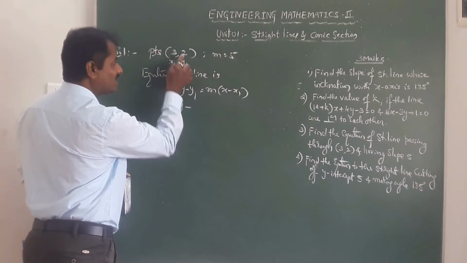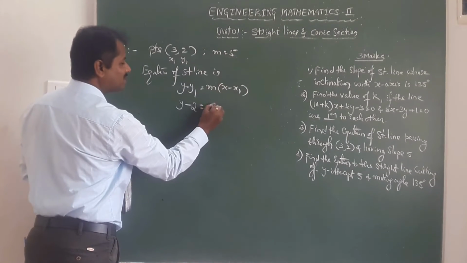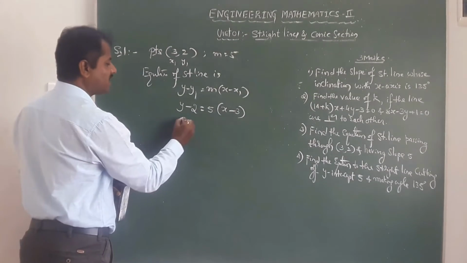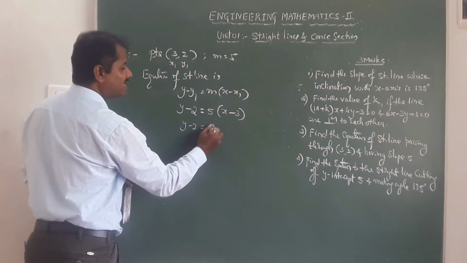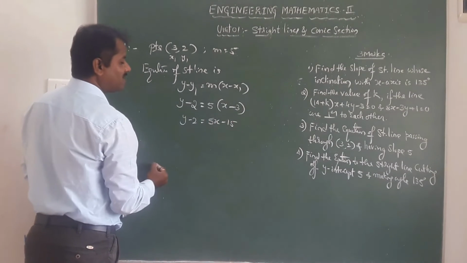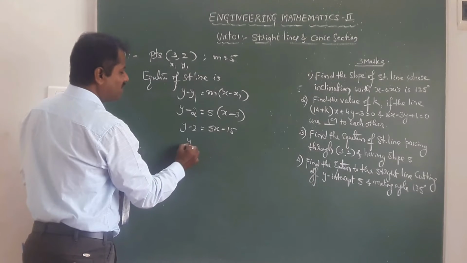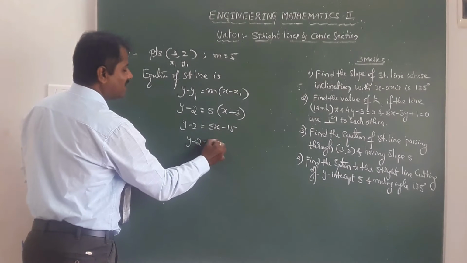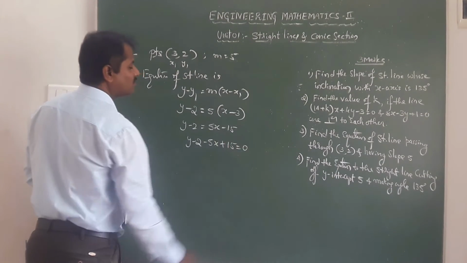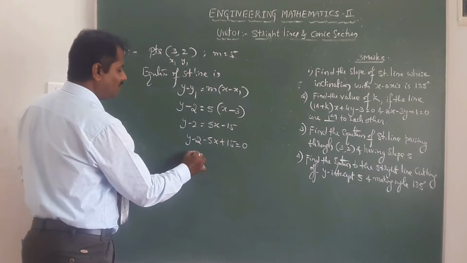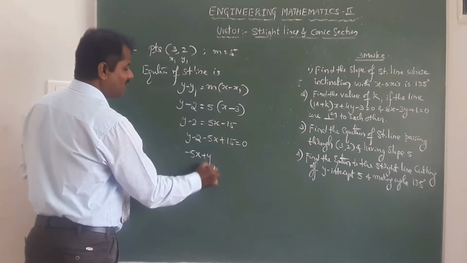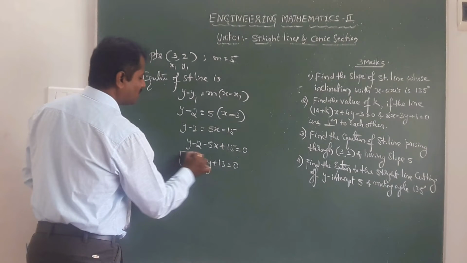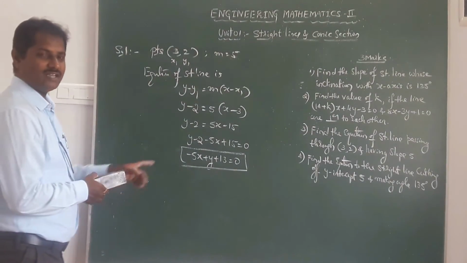y minus y1, which is 2, is equal to the slope 5 into (x minus 3). If we solve this equation, you will get the equation of the straight line. y minus 2 is equal to 5x minus 15. If we take this 5x minus 15 to the left side, you will get minus 5x plus 15. Then minus 5x, and minus 2 plus 15 is plus 13, is equal to 0. And this is the equation of the straight line.